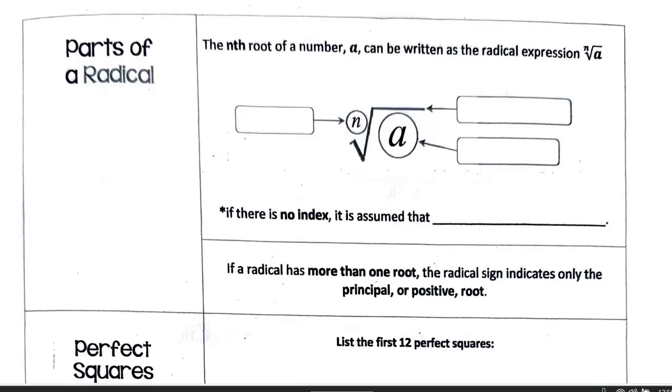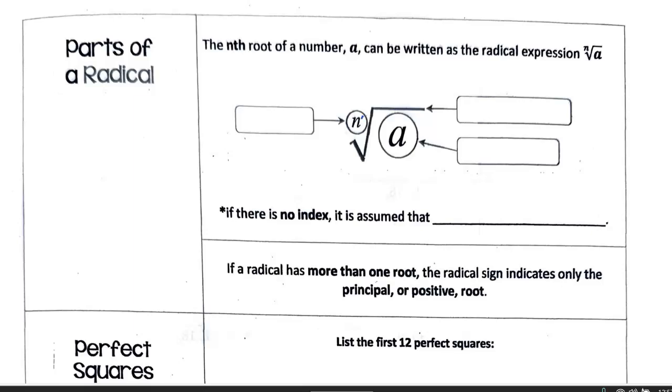Okay, for the last part of our unit, we're going to talk about radicals. So first, let's talk about parts of a radical. The nth root of a number a can be written as the radical expression, and you'll see it below. So let's take up all these parts.